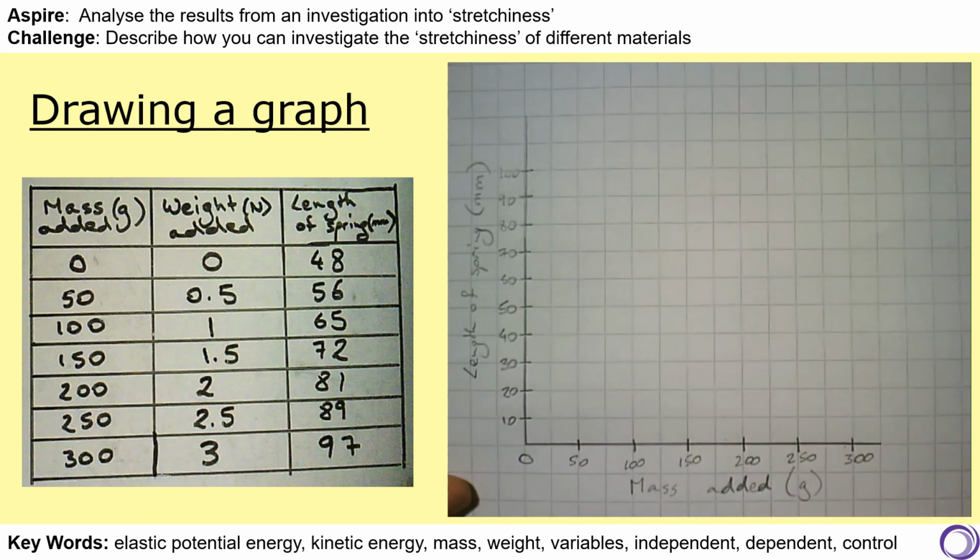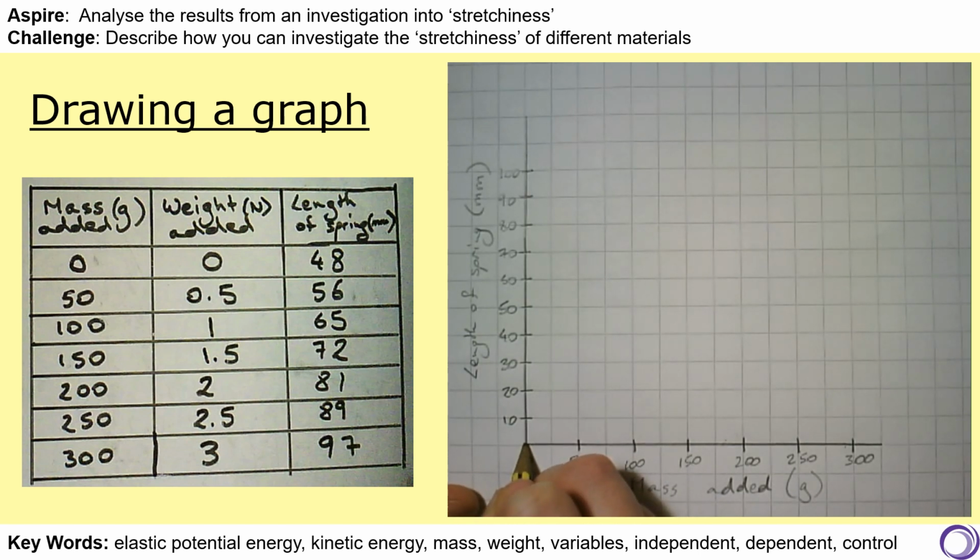Okay, so there we have my graph ready to plot the points. I'm going to do the first couple with you, and then I'm going to give you 2 minutes to do the rest of them by yourself. So if you haven't quite finished your axes, just pause the video and then start it again when you are ready to. But if we're continuing now, I'm going to assume that everyone's ready. So my first data point was 0 mass added, and the length of the spring was 48 millimeters.